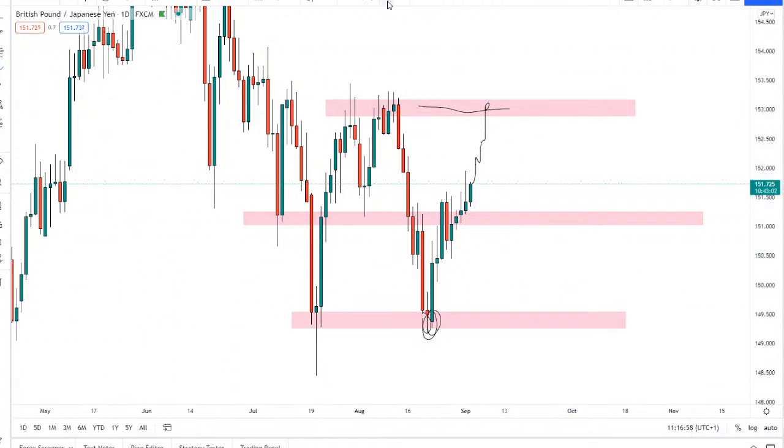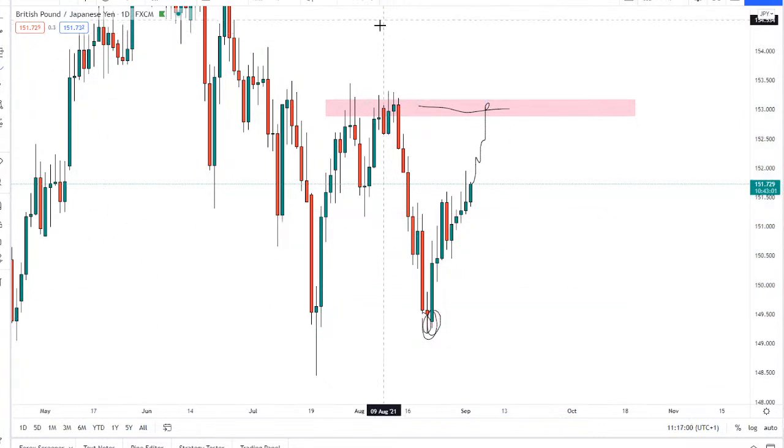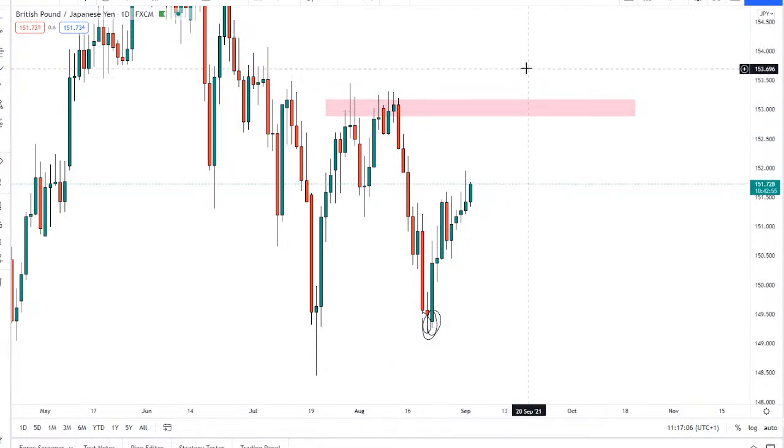So that's what I'll probably be favoring for pound JPY on the higher time frames, because we are still looking quite bullish, like the 4H and the hourly. So yeah, that's what I'm expecting there for pound JPY. I hope that analysis helped.